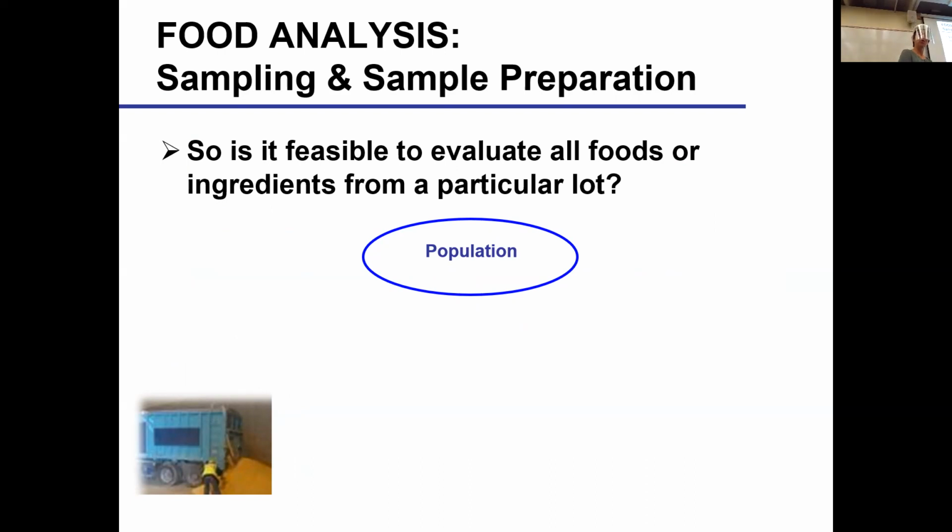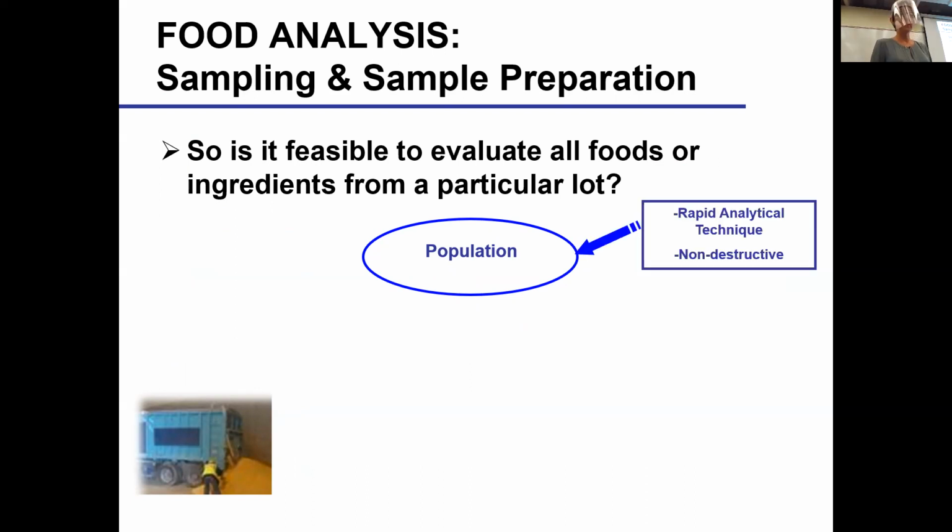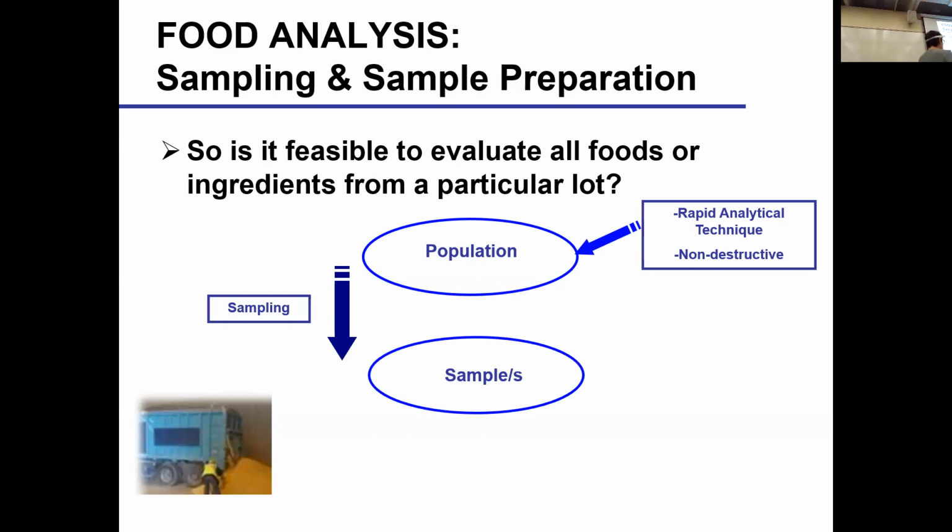Okay, so if you have a whole lot of material that you need to determine the safety or the quality of, is it feasible to evaluate all foods or ingredients from a particular lot? I would say no, unless it's a rapid analysis of the entire population. Let's say you're looking for metal. The whole ingredient, flour, whatever it is, goes through metal detection. It's non-destructive, it all goes through, and you can determine presence of metal in your entire population. But in most cases, no, you're not going to take a full truckload of grain and analyze the entire grain. You want to do sampling. There are different ways to do sampling. We're going to talk about that: statistical sampling, non-statistical sampling, limitations, and all of that.